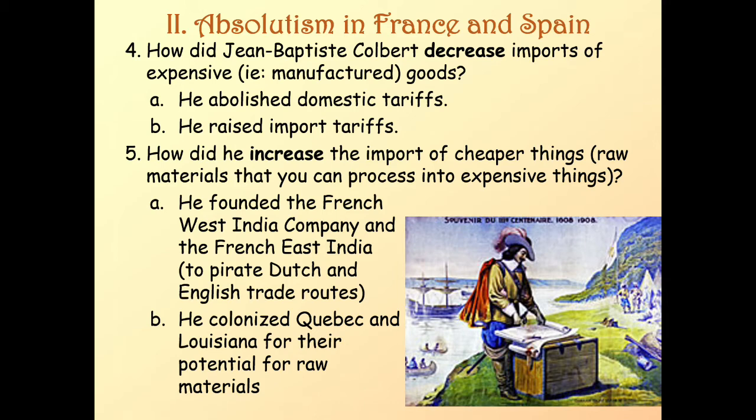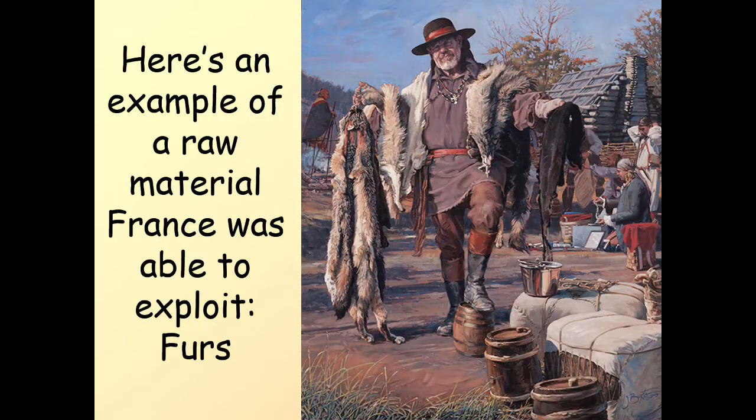Now, how did he increase the import of cheaper things, raw materials that you can process into expensive things that you can sell? Well, he did a couple of things. He founded the French West India Company, and he also founded the French East India Company to basically pirate Dutch and English trade routes. He also colonized Quebec and Louisiana for their potential for raw materials. Here's an example of a very, very lucrative raw material for France, and that was furs from Canada.